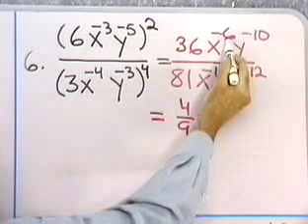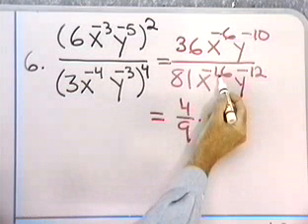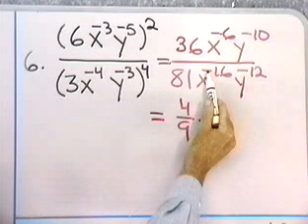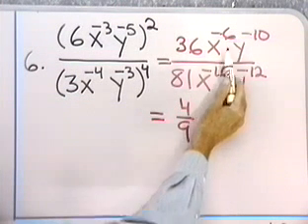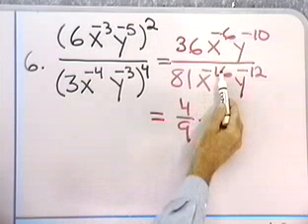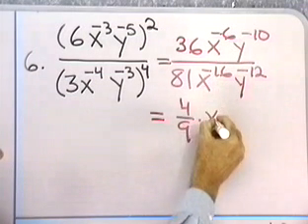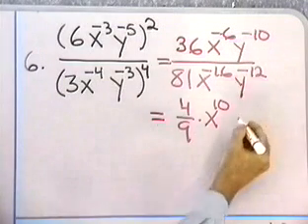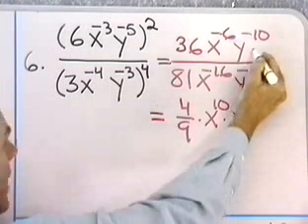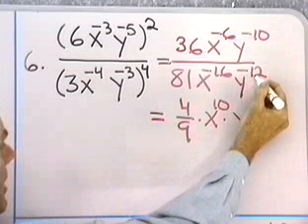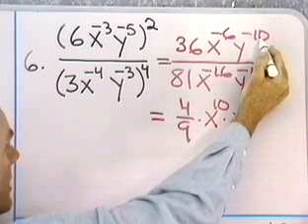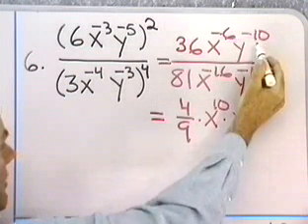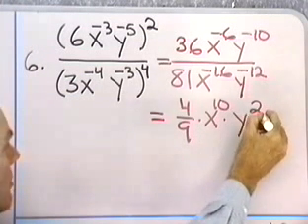I have x to the negative 6th divided by x to the negative 16, so I'll subtract exponents. Negative 6 subtract negative 16 is going to be negative 6 plus 16, which is going to be x to the positive 10th power. Now, my y variables, I have y to the negative 10th divided by y to the negative 12th. So I'll subtract exponents. Negative 10 subtract negative 12 will be negative 10 plus 12, which will be 2.